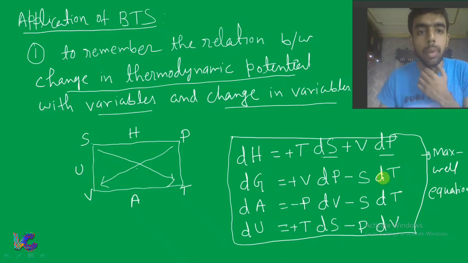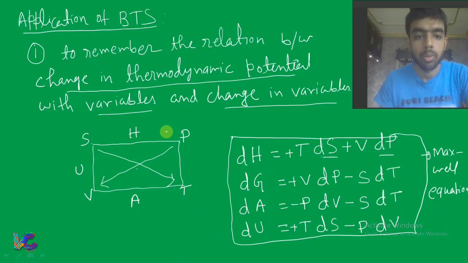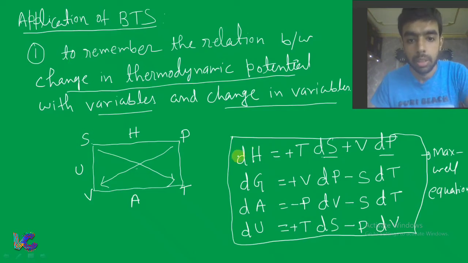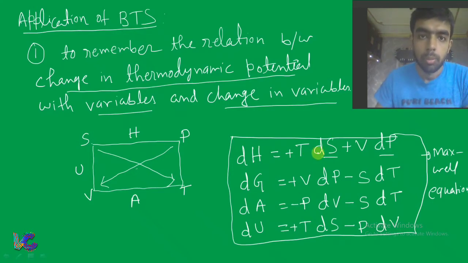So this is the first application of the Born-Haber thermodynamic square, from where we can remember the relation between change in thermodynamic potential, that means dH, with variables, and change in variables. Variables means T, change in variables means dS. Fine. So these four are the Maxwell equations. We get these four Maxwell equations from the Born-Haber square.